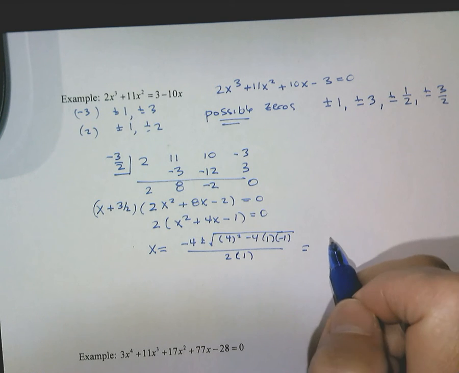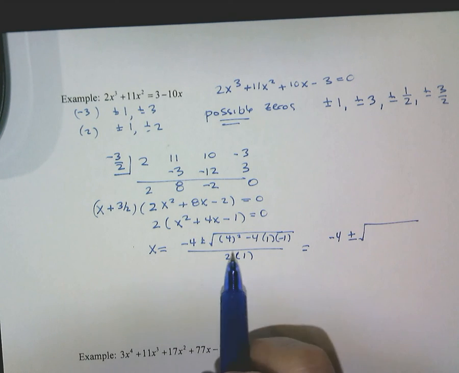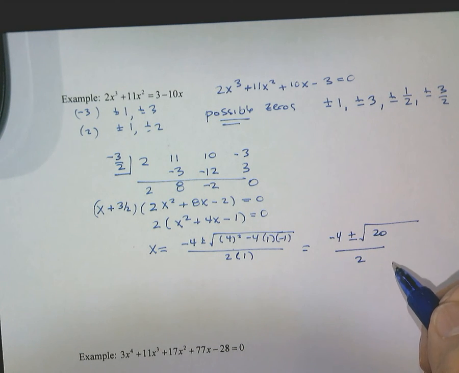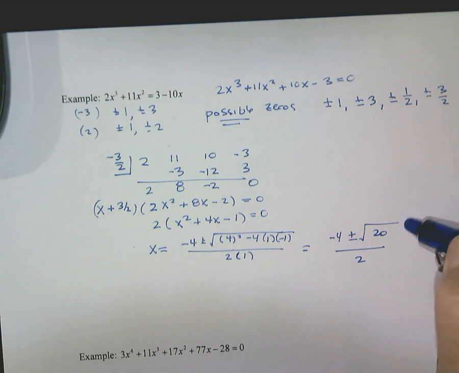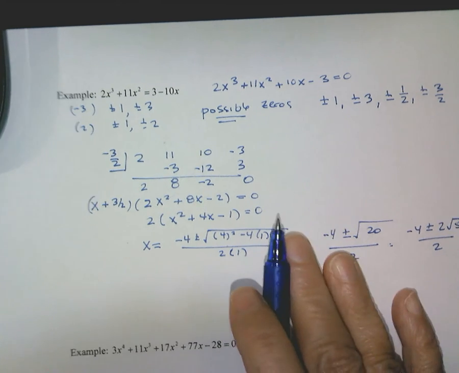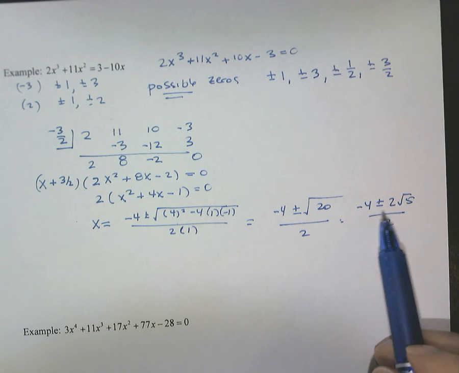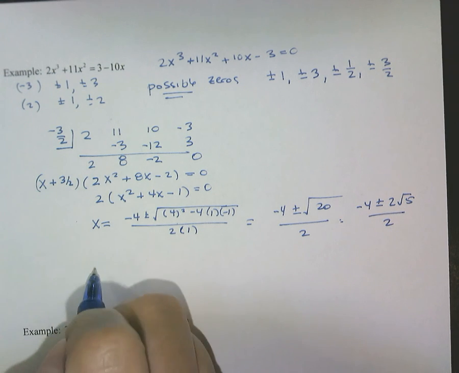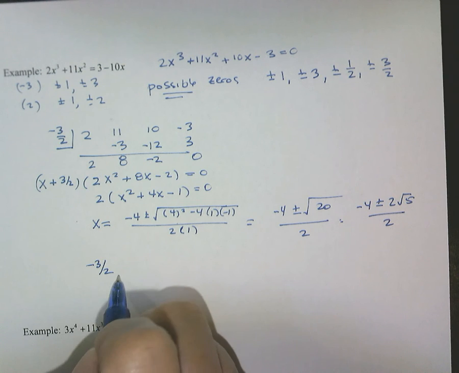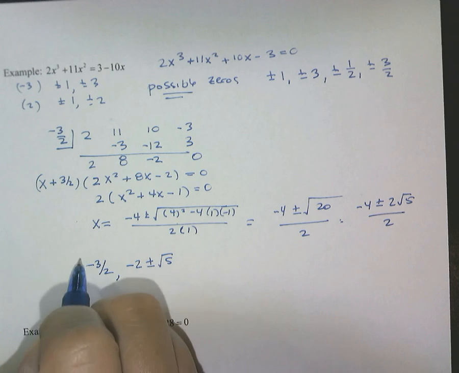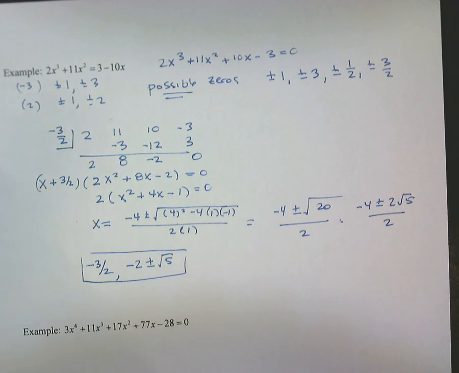So I get negative 4 plus or minus, see, 16 plus 4 is 20 over 2. I guess I didn't need to go that long. So I get negative 4 plus or minus 2 square roots of 5 over 2. This will reduce. Everything's divisible by 2. Negative 4, 2, and 2 are all divisible by 2. So my solutions are going to be negative 3/2 and negative 2 plus or minus the square root of 5. And I can go back to here.